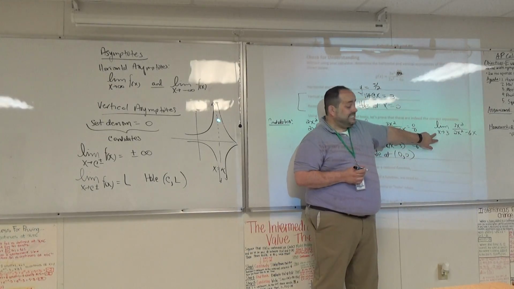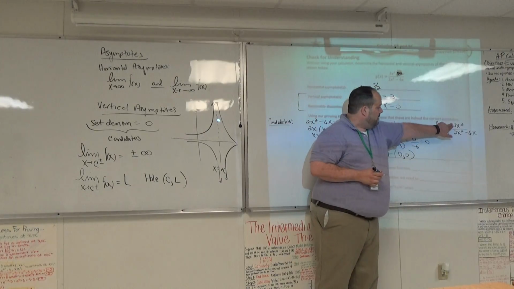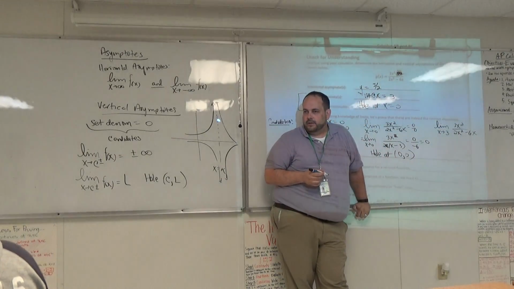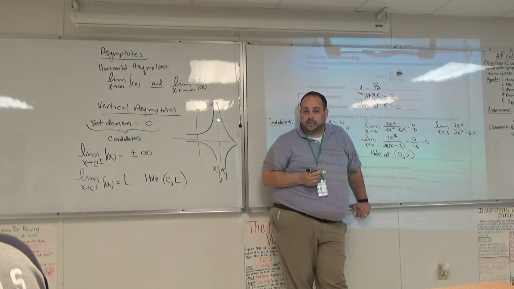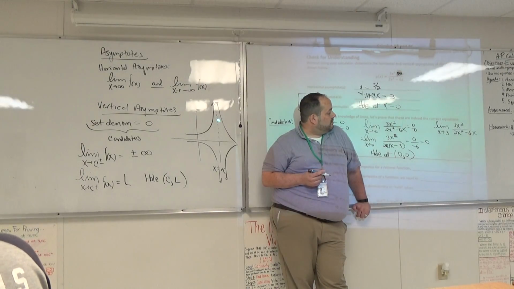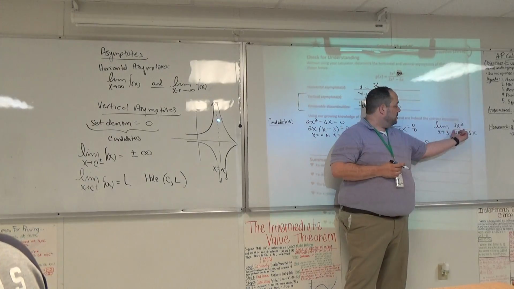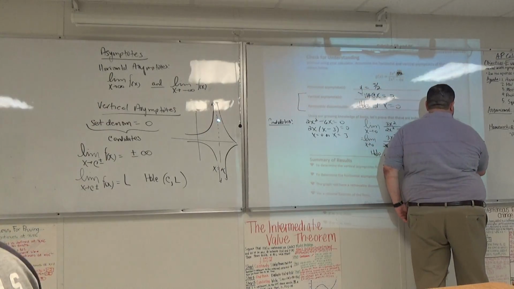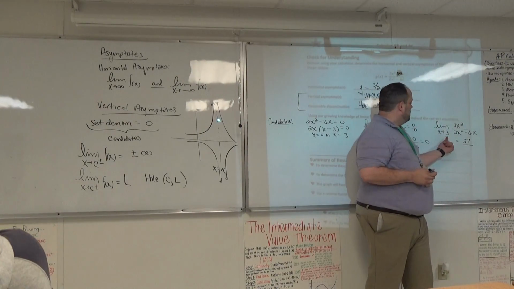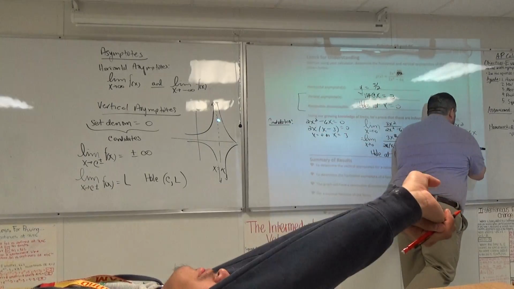If I go here and I test my other candidate, take the limit as x approaches 3, well, what happens in the numerator? What happens in the numerator? x gets close to 3. The numerator gets close to 27. x is getting close to 3. Numerator? 27. Denominator? 0. 2 times 3 squared, 18 minus 18 is 0.